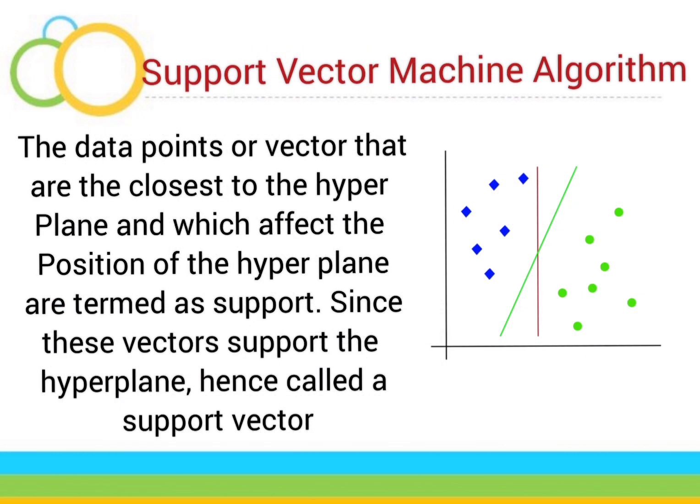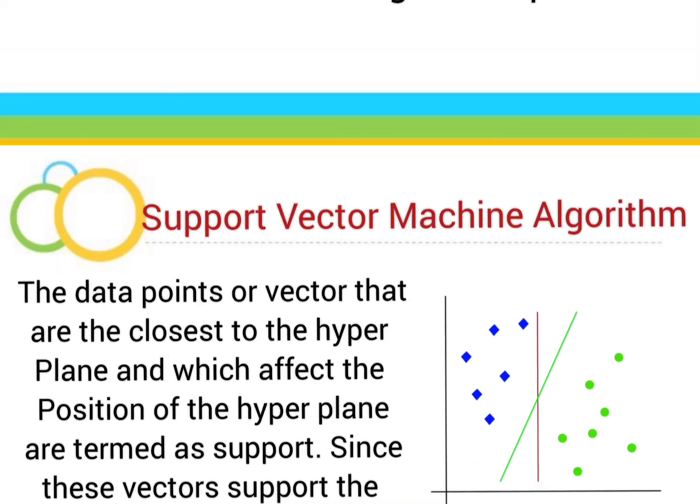The data points or vectors that are the closest to the hyperplane, and which affect the position of the hyperplane, are termed support vectors. Since these vectors support the hyperplane, they are called support vectors.